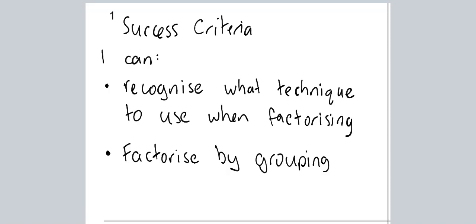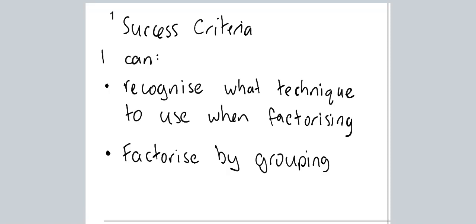The focus of this algebra techniques is to look at factorising, which you probably have done some of in Year 9 maths already. So do tell me if I'm going too slow or choosing things that you've covered before. But you can see the success criteria for today are as follows. I can recognise what technique to use when factorising. So that's going to be one of the things I want you to be able to walk away with.